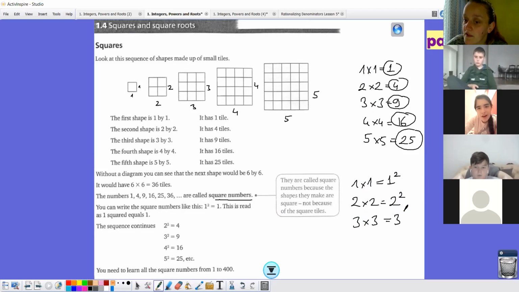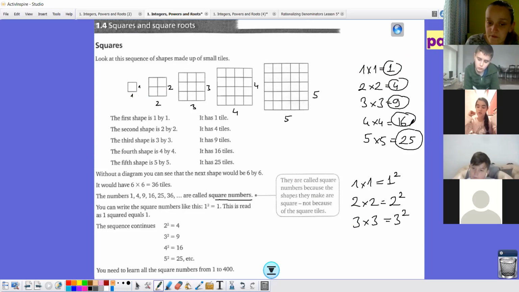Is this area or something, teacher? Here we are finding the area of the square by multiplying 1 times 1. This 9, it's area of the square. But what we call them? We call them square numbers. What does it mean square numbers? If you are multiplying a number by itself, it's called square number. So for example, 2 times 2.